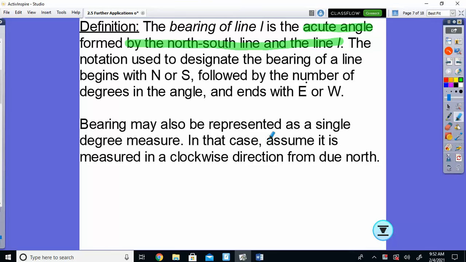looking at. So it's always acute, so it's always less than 90. It's measured from the north-south line. In general, we'll do N or S, which stands for north and south. Then we'll give the degree, and then it ends with east or west. E or W for east or west. The second way that you can give bearing is just a single degree measure when it's measured clockwise from due north. So we're going to just look at some lines and give their bearing using both notations.